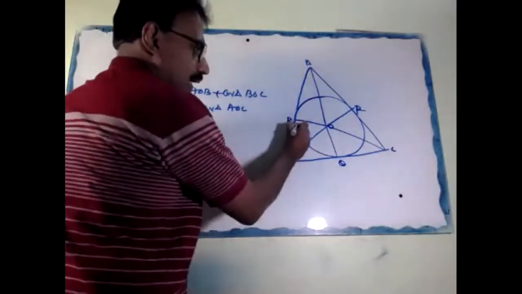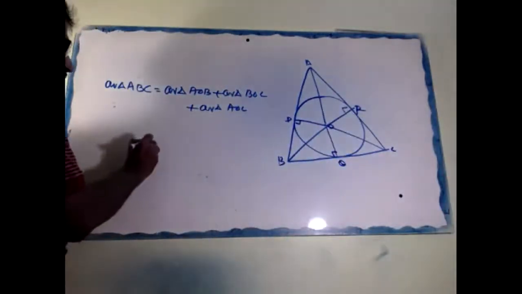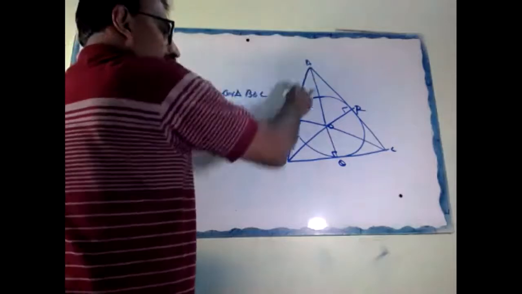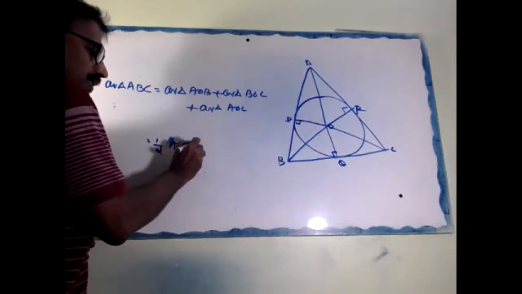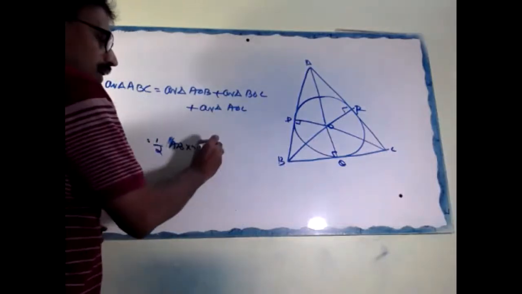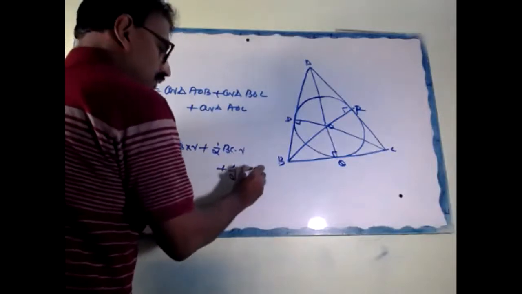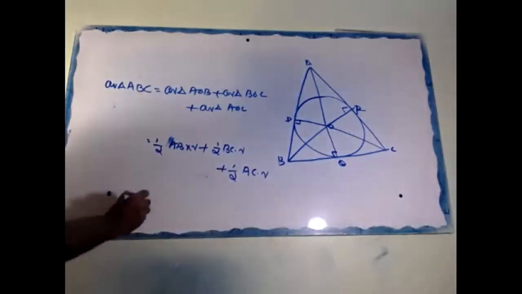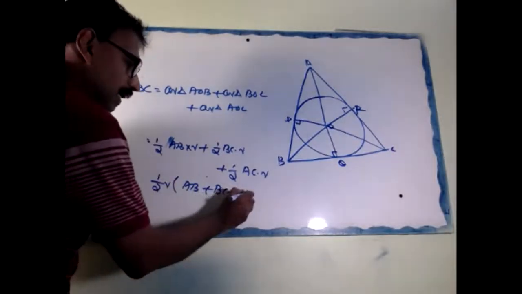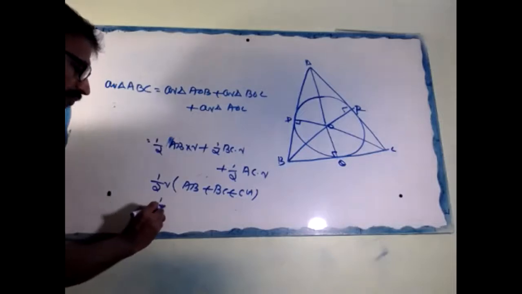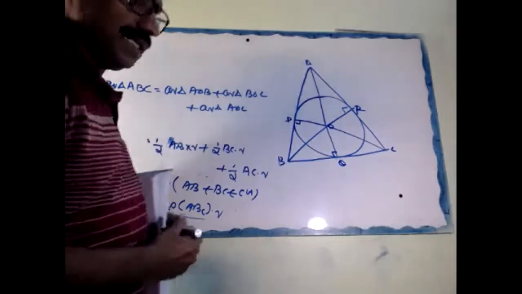And we know that this angle is 90, this is 90, this is 90. Why? Radius through the point of contact. So area of AOB is half AB into R, half AB into radius, plus BOC, half BC into R, plus half AC into R. What's common? Half R is common, AB plus BC plus CA. That is half into perimeter of triangle ABC into R. AB plus BC plus CA is the perimeter.